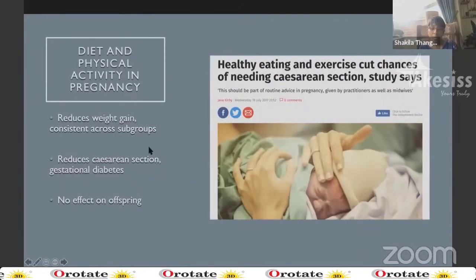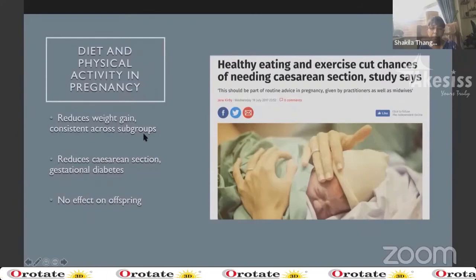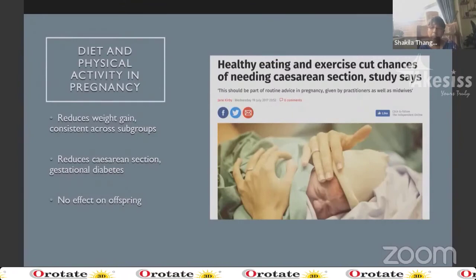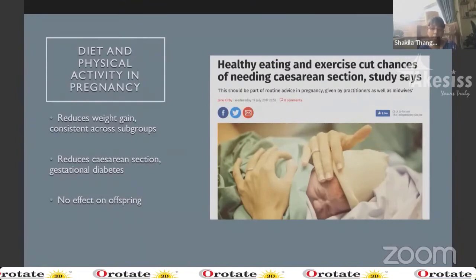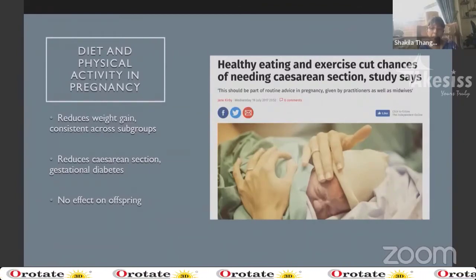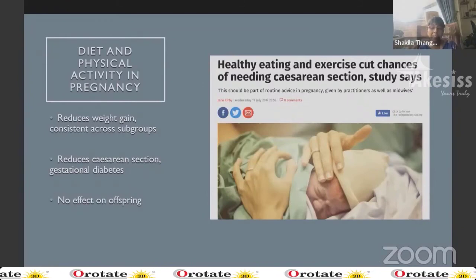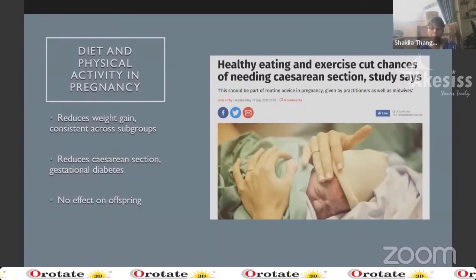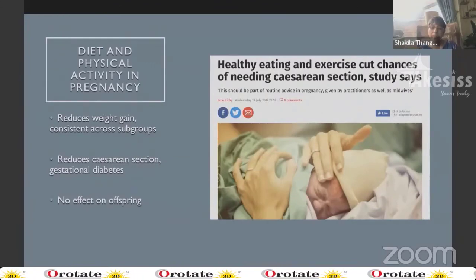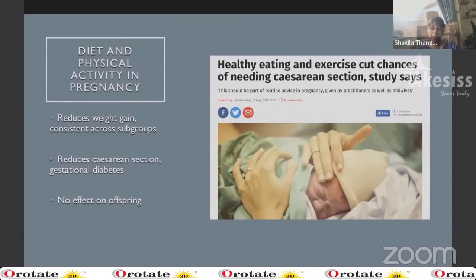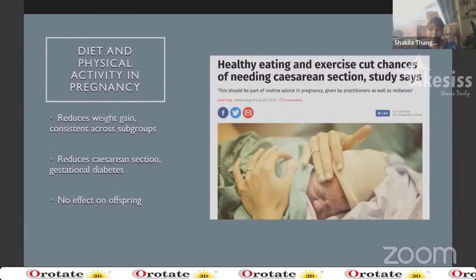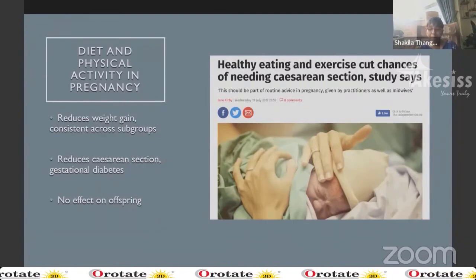And what we also found was these benefits seem to be consistent across subgroups. So irrespective of the body mass index of the mother, irrespective of the parity or ethnicity or socioeconomic status or pre-existing medical condition, the beneficial effect of diet and physical activity seems to be consistent across the subgroups. And the second thing we found, a reassuring finding, is they had no adverse effect on the baby. Very often, moms are quite concerned: oh, you're asking me not to eat for 2, but is that not going to make my baby small?